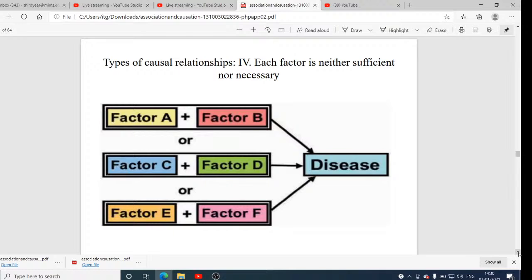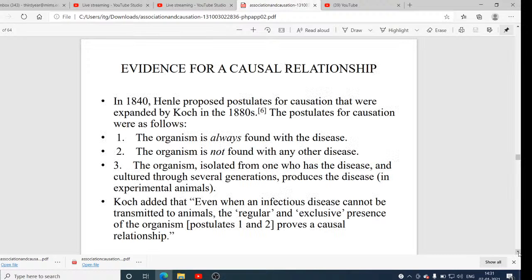So, in this, there are multiple factors which need the support of other factors for a person to have a disease. Factors A, B, C are present, but it needs the support of many other factors. Maybe one or maybe together.